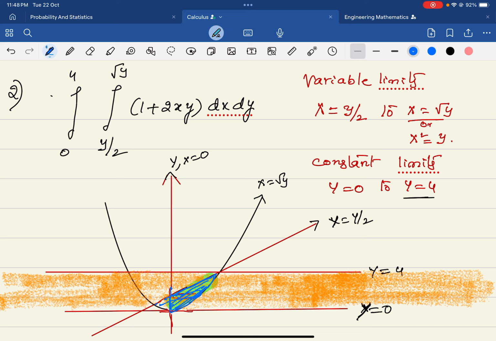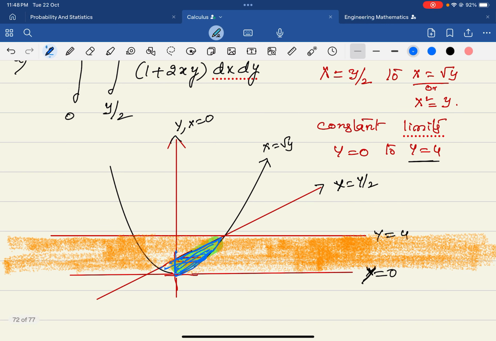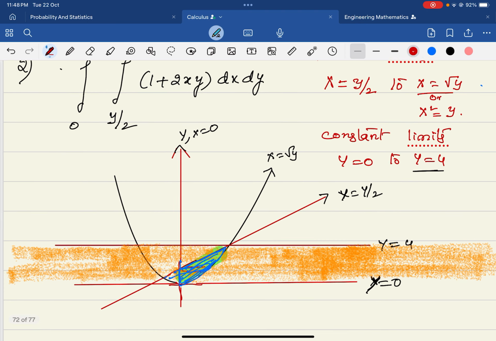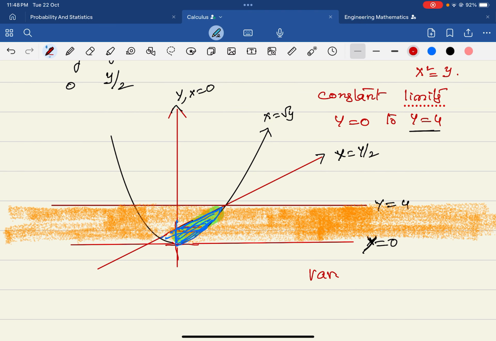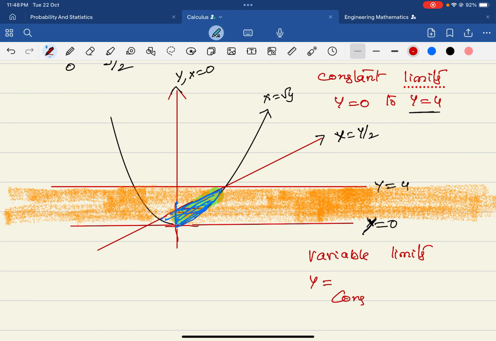Common region is this, correct? The common portion is that. So now this is the region you understood. Now we are going to change the variable. What is the variable now? We are going to change the variable limits as y limits. So now the variable limits are y limits, and the constant limits are x limits.